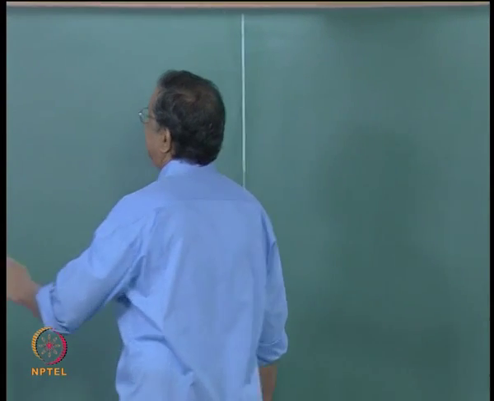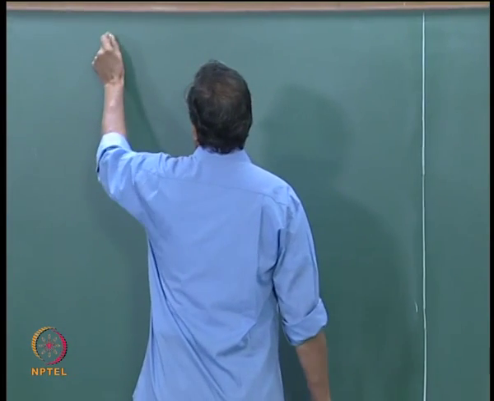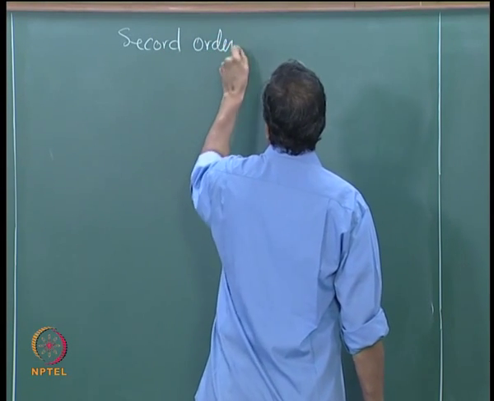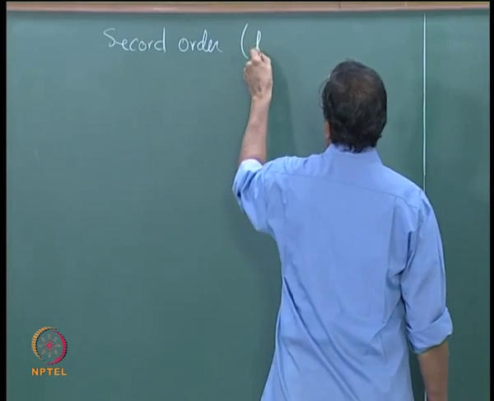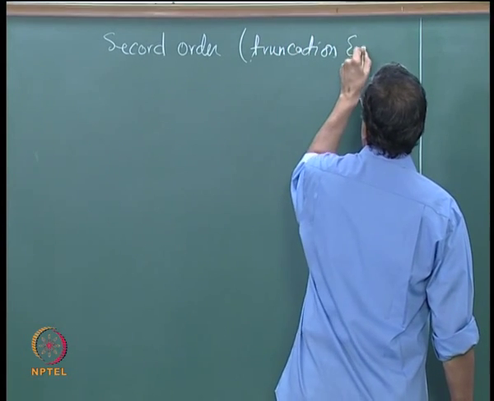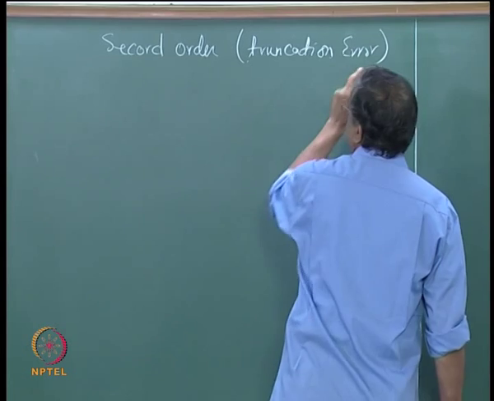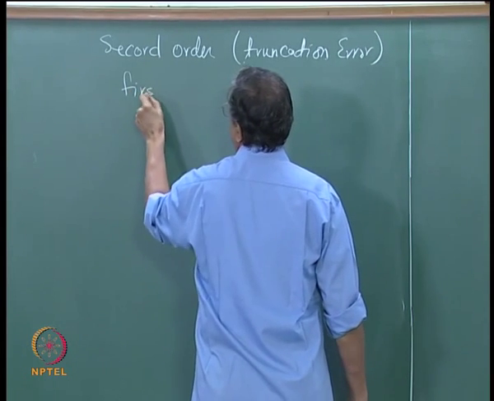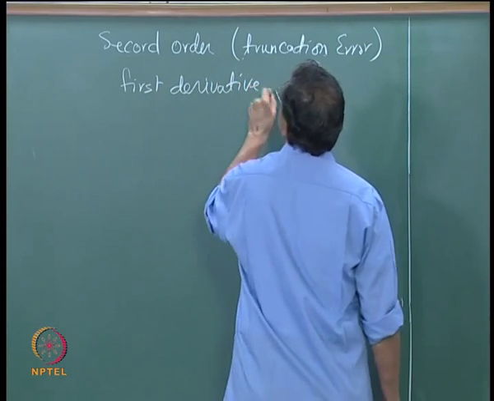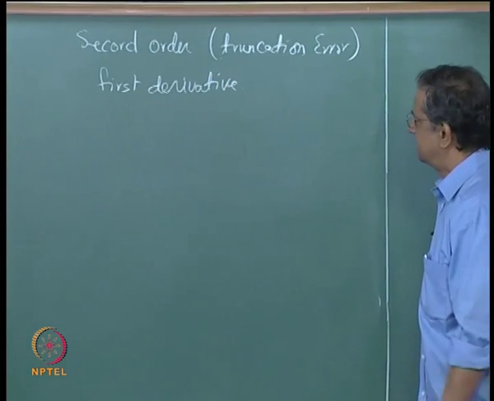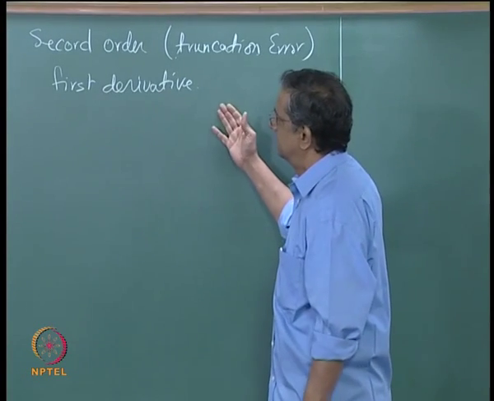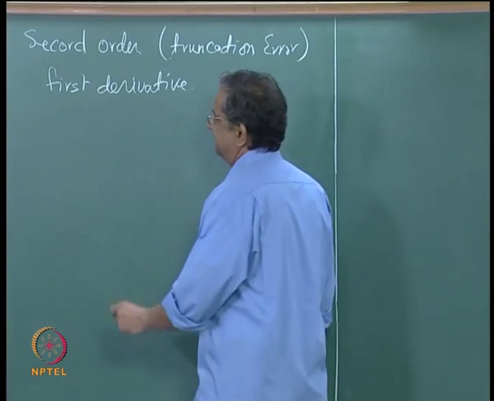Right, so if we want second order, meaning the truncation error is second order, for the first derivative, this is what we want. The last class, as I said, I've already done a higher order. Let's look for a second order.